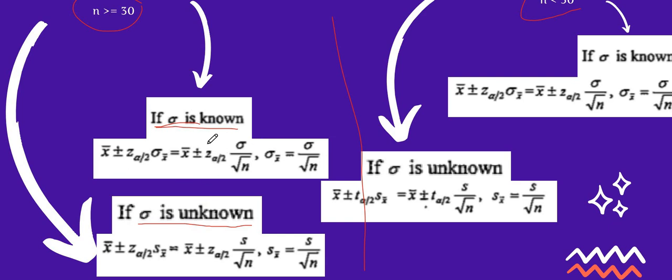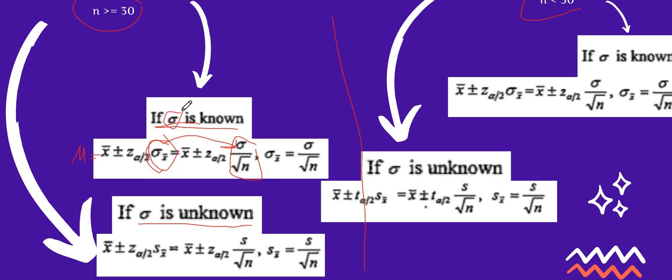Actually the formula is the same. We look at the first one, sigma is known. Since we want to estimate mu, the population mean, the formula is x bar plus minus z alpha over 2 times the standard deviation of the sample mean, which is sigma over root n. So that's the formula if your sigma is known.